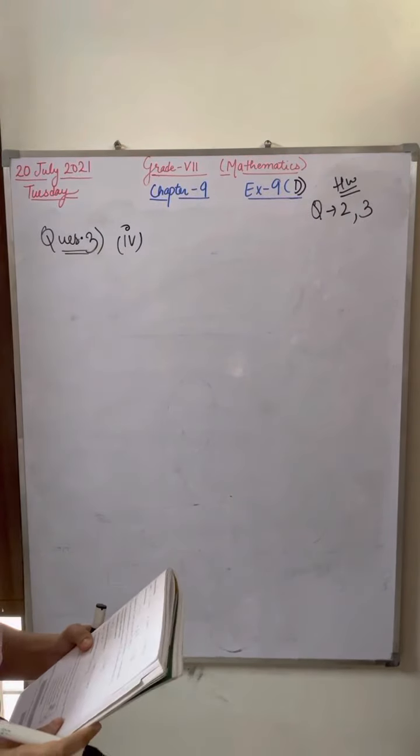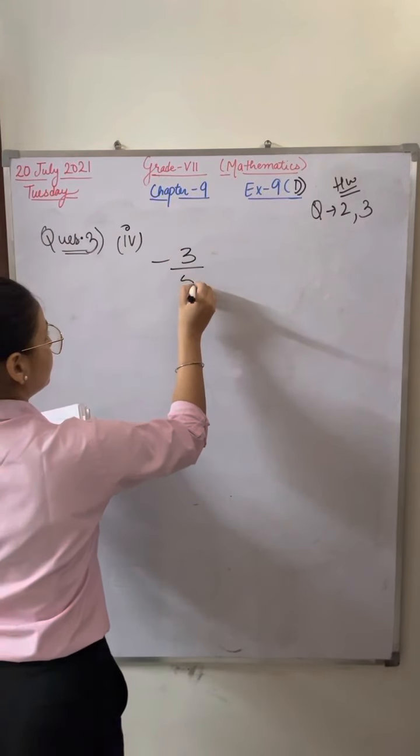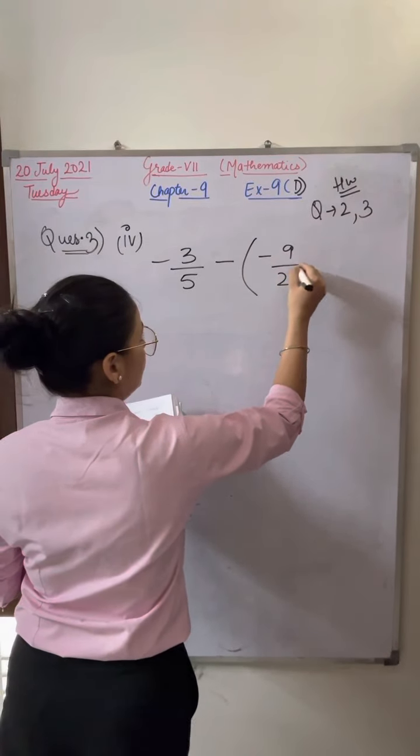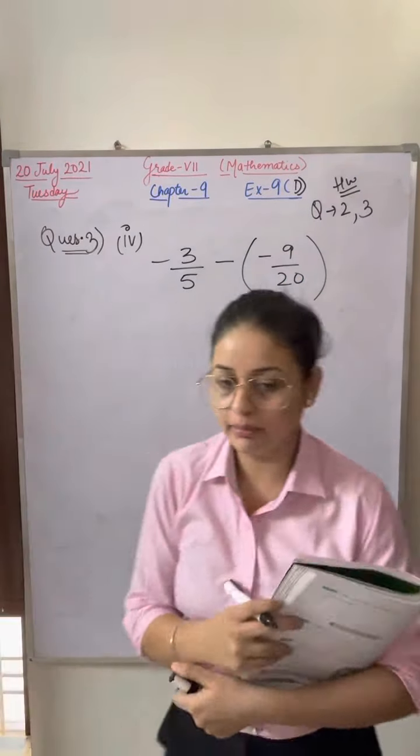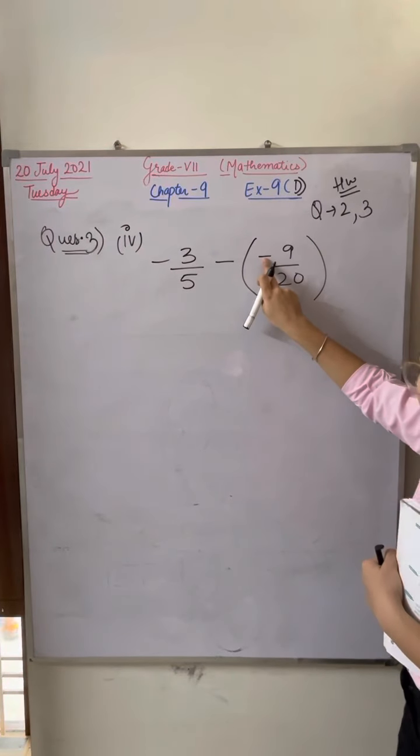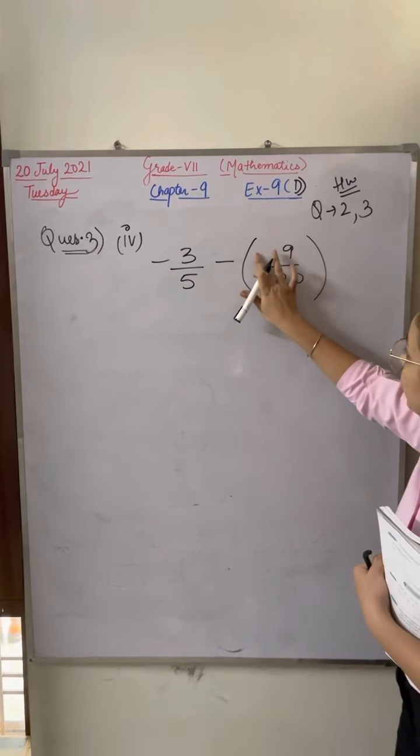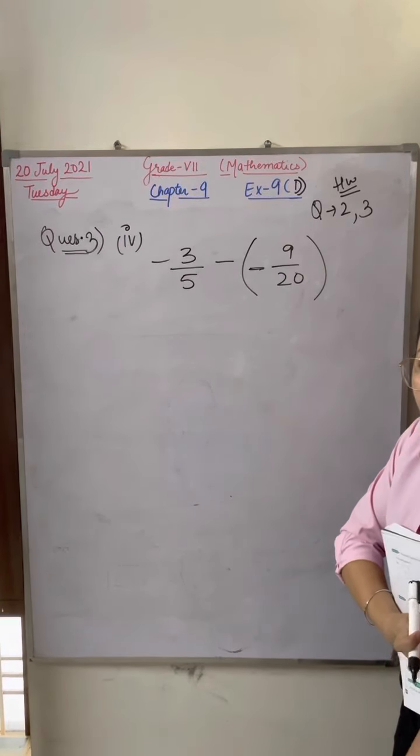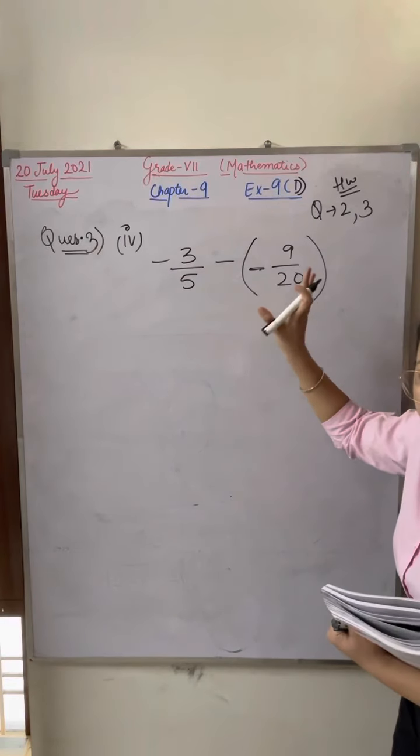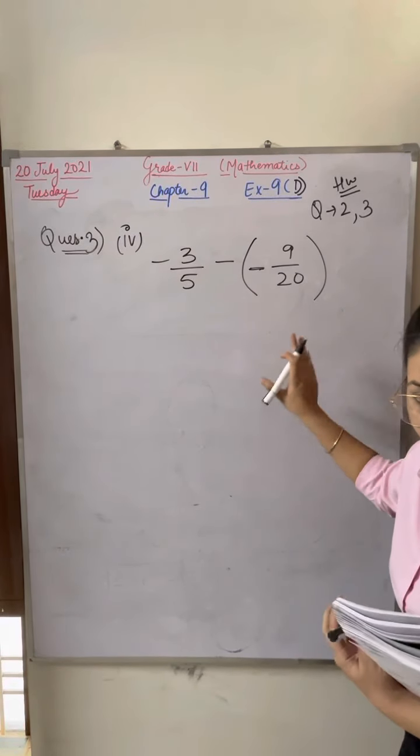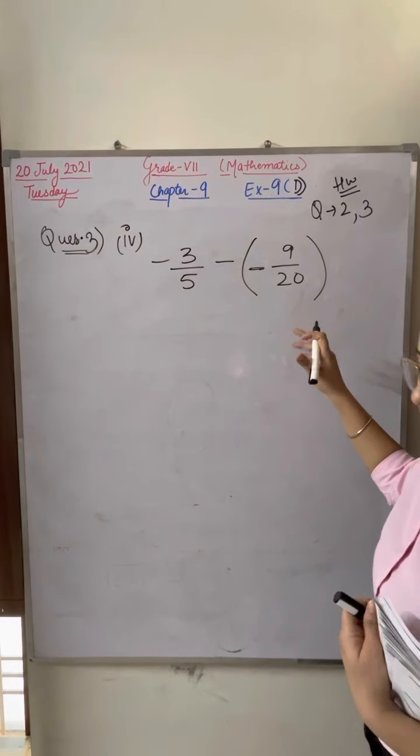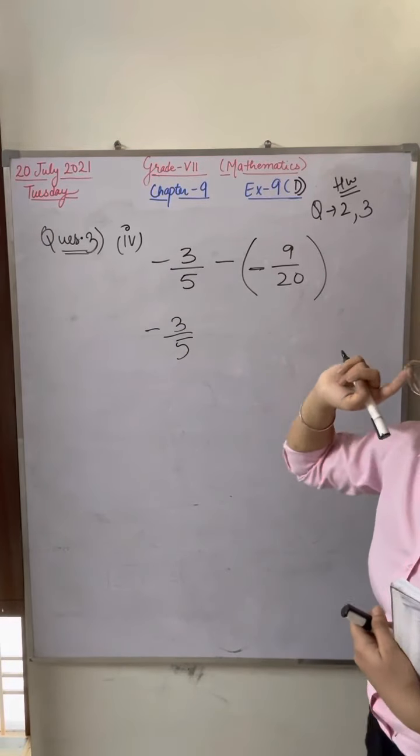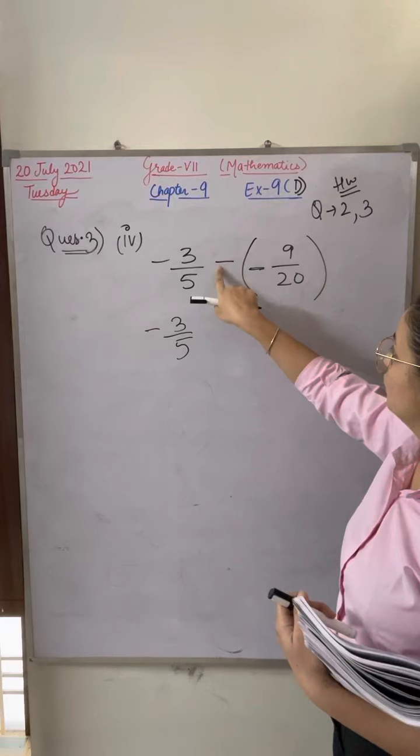Now, the fourth part is minus 3 by 5 minus, and in the bracket minus 9 upon 20. You can see that minus sign is given in the numerator. I'm writing it in the center, it doesn't matter. It will not affect your answer anyhow. Now, minus 3 by 5 will be as it is. Now please tell me, everybody, minus will become what?